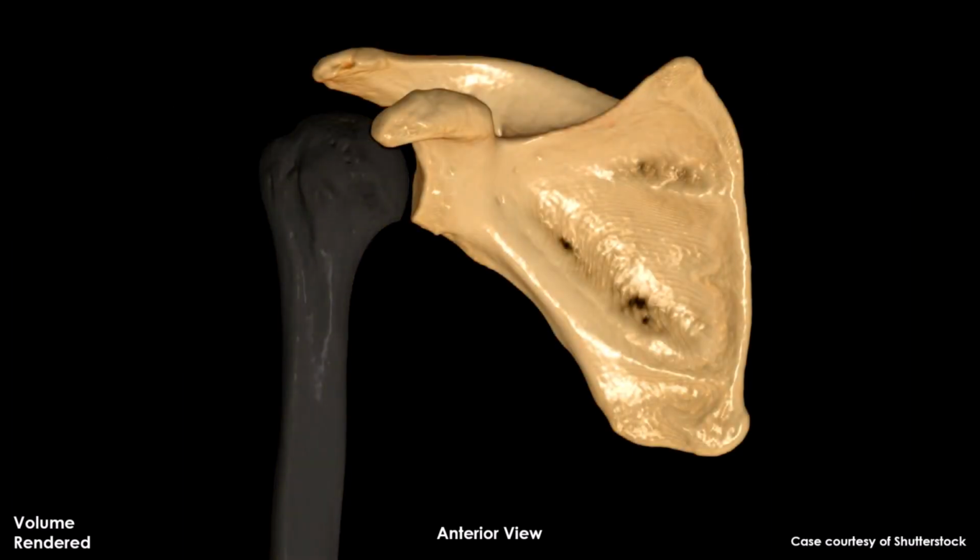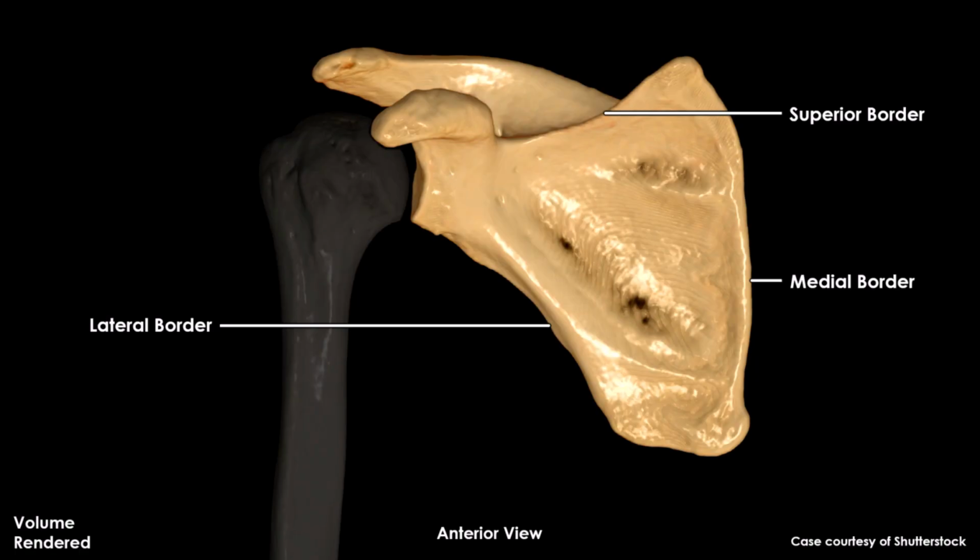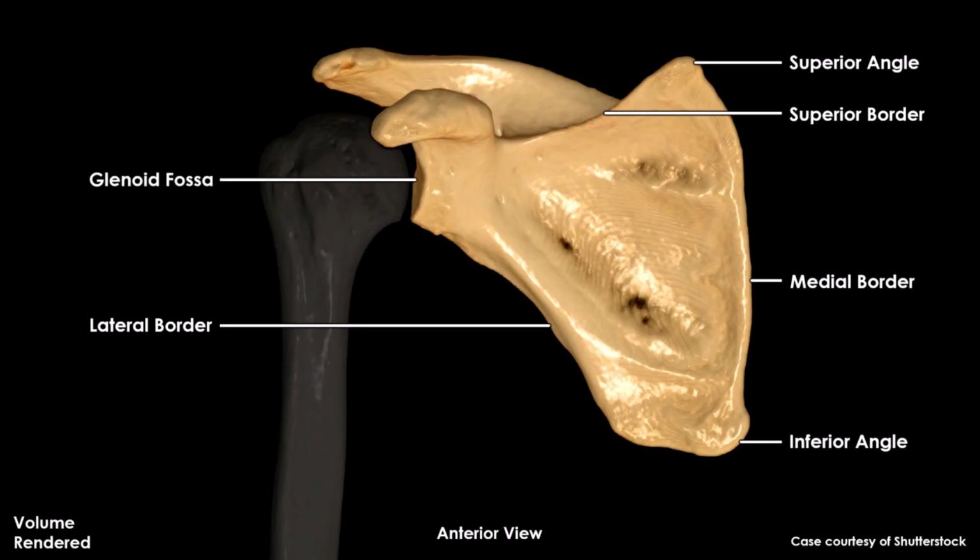The scapula is a flat, triangle-shaped bone with several surfaces and appendages that all contribute to the function and stabilization of the shoulder. First, we'll take note of the surfaces and angles. The scapula has a superior border, a medial border facing the spine, and a lateral border facing the humerus. The scapula has a superior angle, an inferior angle, and the lateral point of the scapula is the glenoid fossa. This is the shallow cavity that receives the head of the humerus to form the glenohumeral joint.